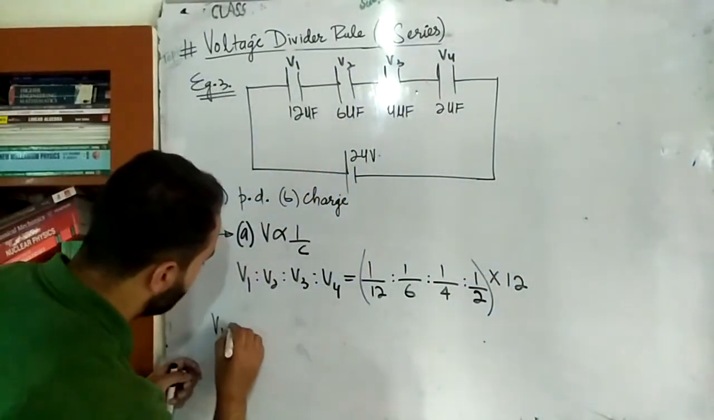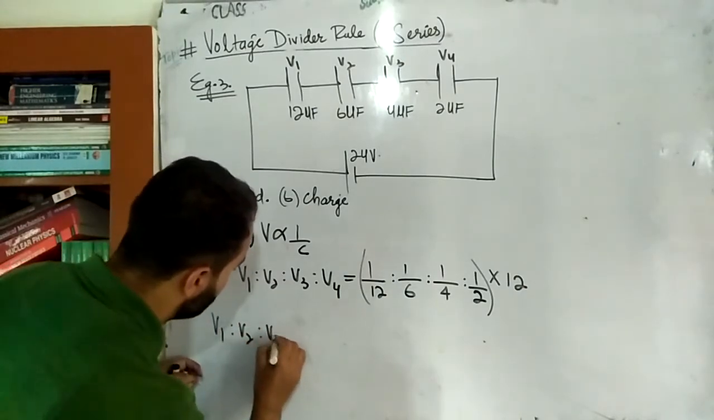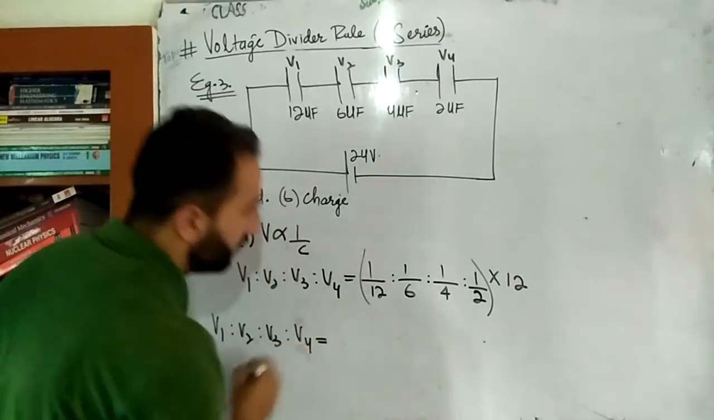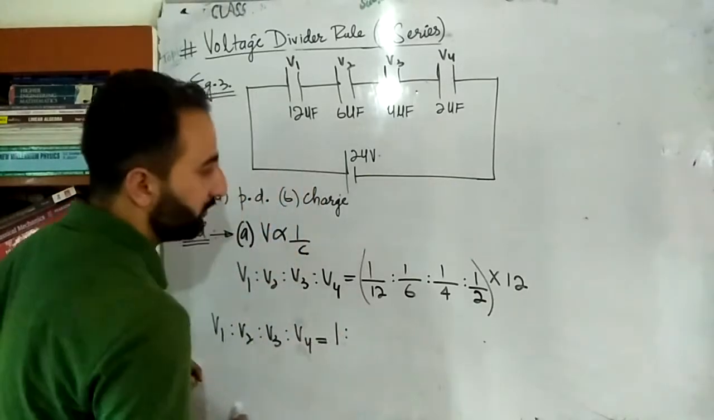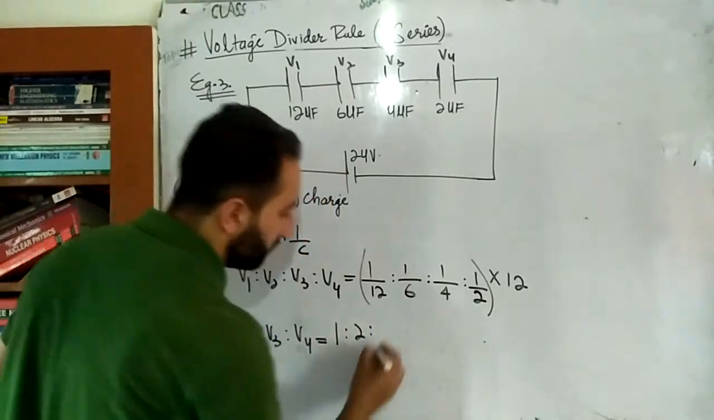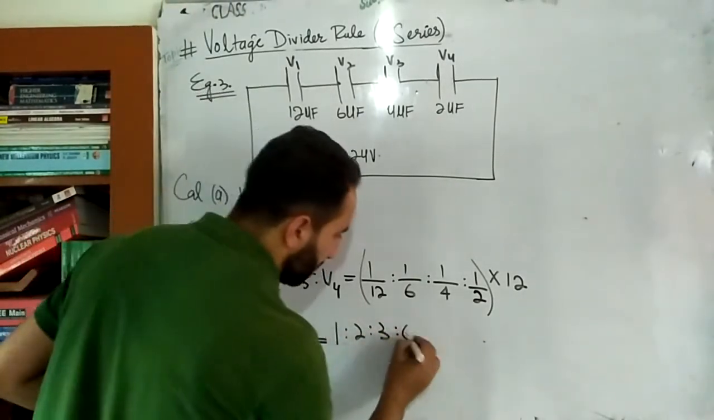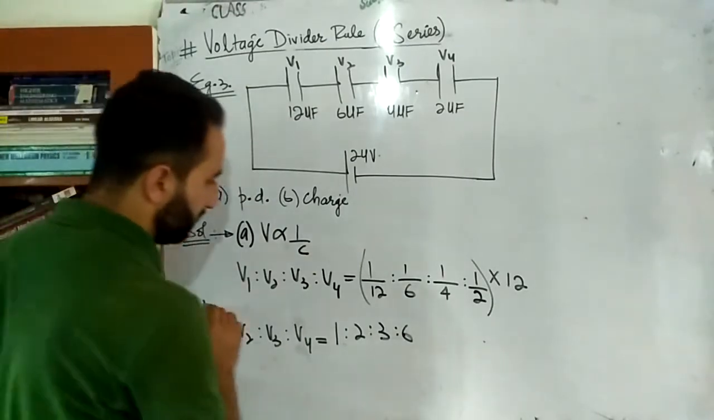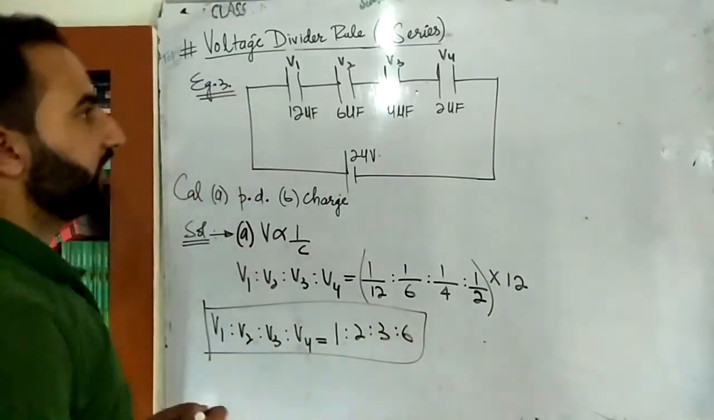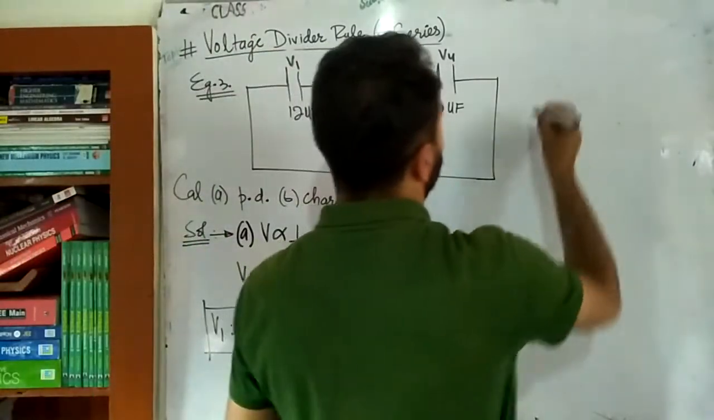So I will write like this: V1 is to V2 is to V3 is to V4 is equal to 12 by 12 is 1, 12 by 6 is 2, 12 by 4 is 3, 12 by 2 is 6. So this is the ratio. ठीक है ना बेटा? This is the ratio. Now from here you can calculate V1. So let's calculate first of all V1.